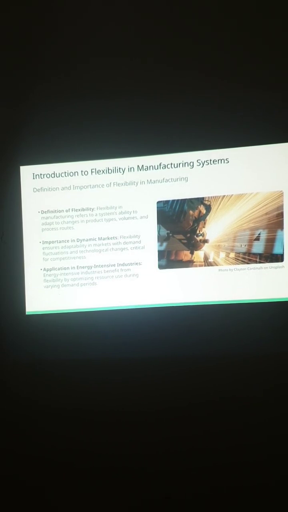This is the meaning of flexibility, meaning that there are uncertainties in your factory. How do you become flexible? There are types of flexibility such as process flexibility, product flexibility, volume flexibility, and routing flexibility. So this is what you will learn throughout this subject, throughout this lecture.